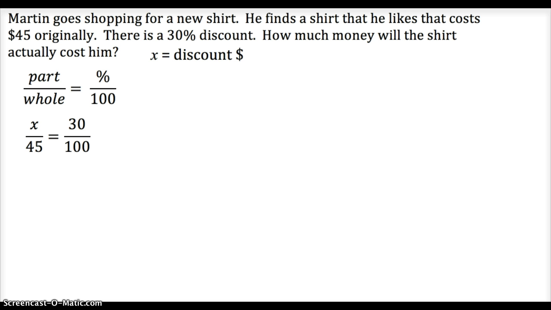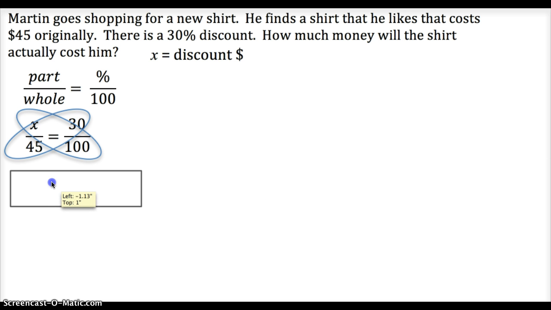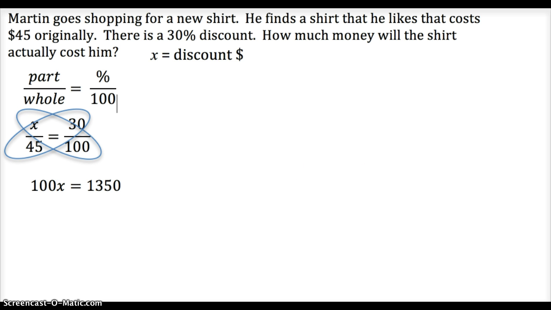Now we cross multiply like we've always done, so we're going to do x times 100, and we're going to do 45 times 30. X times 100 is obviously the same as 100x, and then you have to calculate that 45 times 30 is 1,350. From here, we have to get x by itself, so we divide both sides by 100. Now we're going to actually find out how much of a discount it's going to be. So you do 1,350 divided by 100, and you get x equals 13.5.